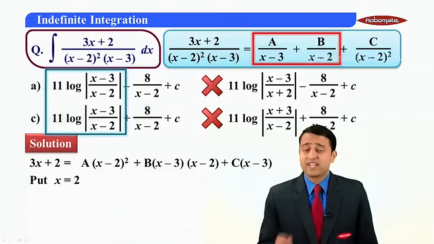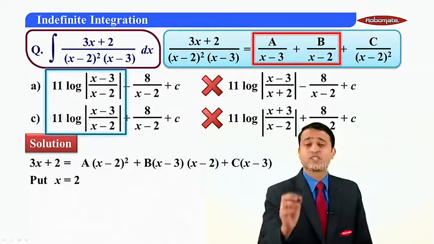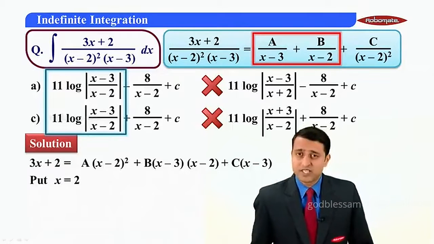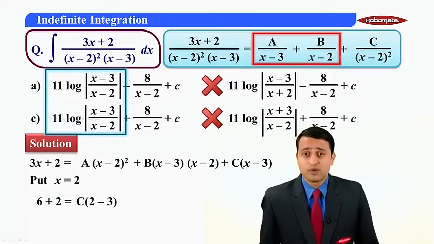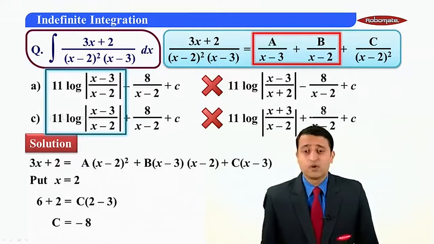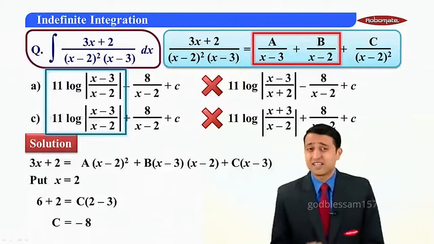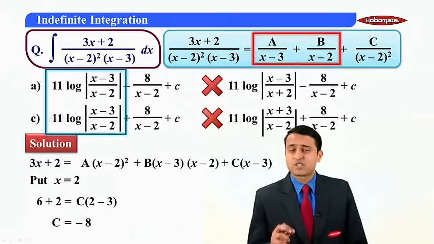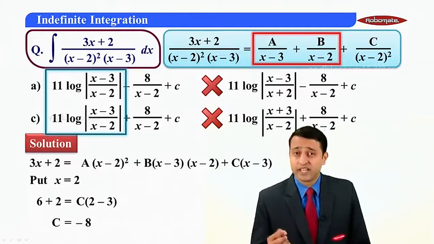To find C we'll have to put x is equal to 2. So let's put x is equal to 2 in the equation. We get 6 plus 2 is equal to C into (2 minus 3), that is, C is equal to minus 8. Now my dear students, don't jump to the conclusion that the answer is A. C is not the answer on integration, it is the answer before integration.